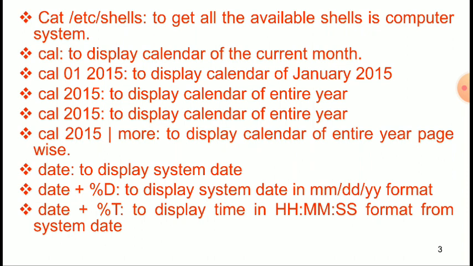Next command is cal, to display the calendar of the current month. That is the calendar command. Next command is cal 01 2015. That means to display the calendar of January 2015. Next is cal 2015. That means to display the calendar of the entire year. So that is the command for cal and then year.